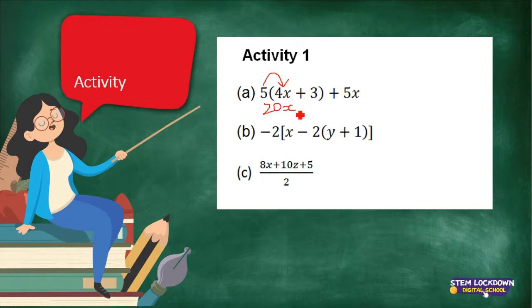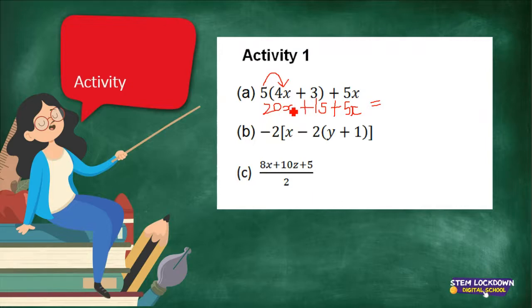And then plus, in this case, positive times a positive. 5 times 3. What is 5 times 3? 5, 10, 15. So this is plus 15. And then obviously we have 5x on the side, plus 5x. Now our answers, always simplify your answer. Don't just leave your answer in this format.